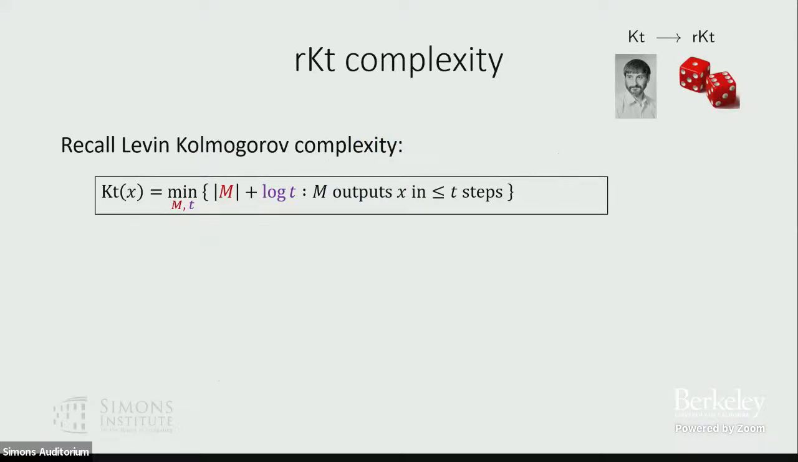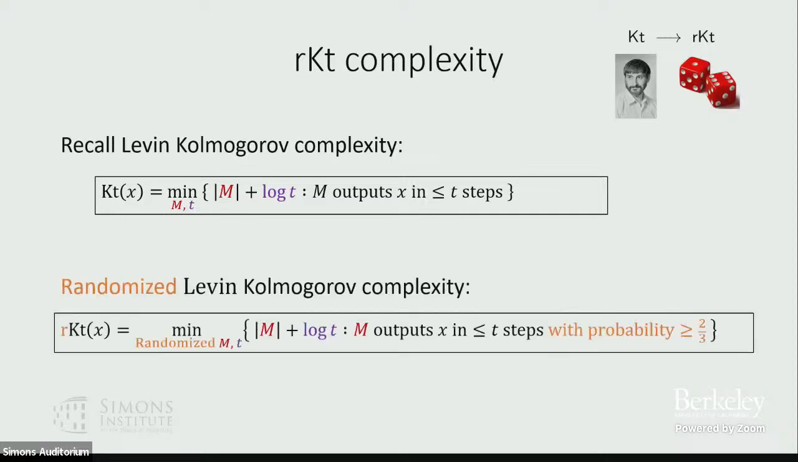And so let's first look at Levin's complexity. This is just the original definition in the deterministic case, where we minimize the length plus log t. And the way to introduce randomness to this definition is very natural. Now instead of minimizing over deterministic machines, we're going to minimize over randomized machines. So you have a Turing machine with a random tape, that's the machine M. And now we say, given a string X, this RKT complexity is going to be the minimum over the length plus log t, such that the machine M outputs X in at most t steps with probability at least 2/3.